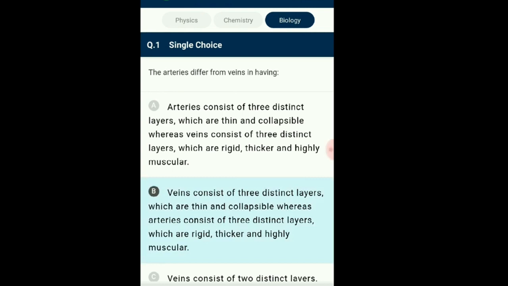Veins consist of three distinct layers which are thin and collapsible, whereas arteries consist of three distinct layers which are rigid, thicker, and highly muscular.